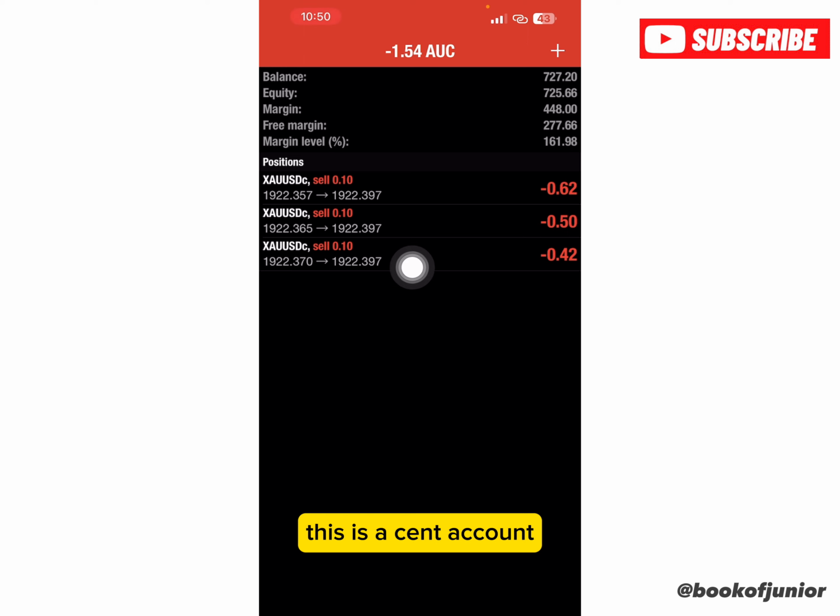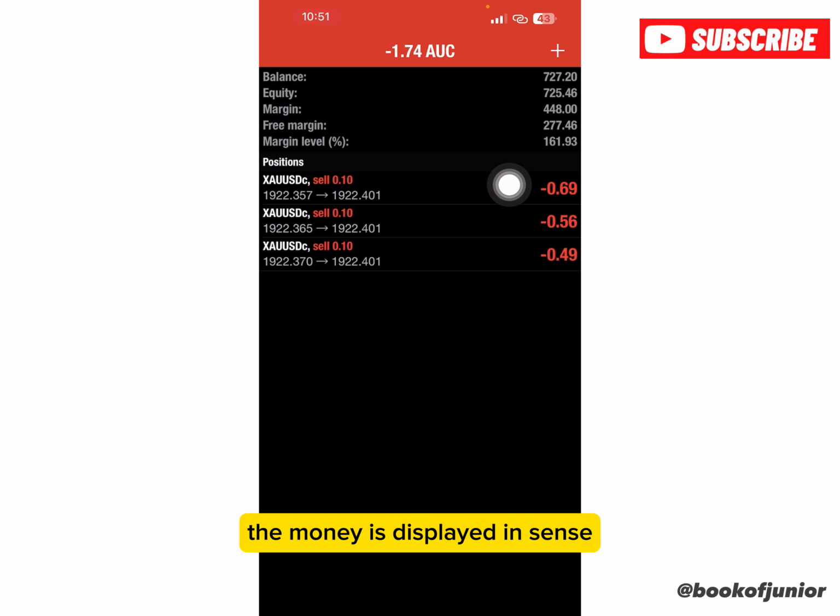I repeat, this is a cent account, but these digits, literally the same way the price is moving in the cent account, is the same way price is moving in your real account. So if you place this number of lots, or even on your standard account, this is the same loss you'll be having, but the only difference here is the money is displayed in cents. I hope you guys have understood that. So let me jump back to my thing.